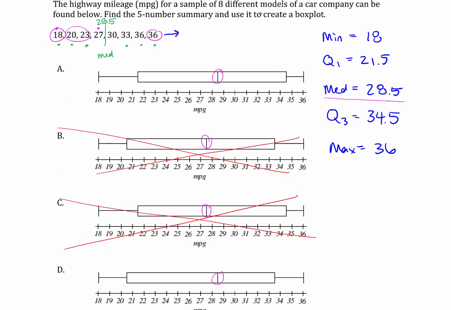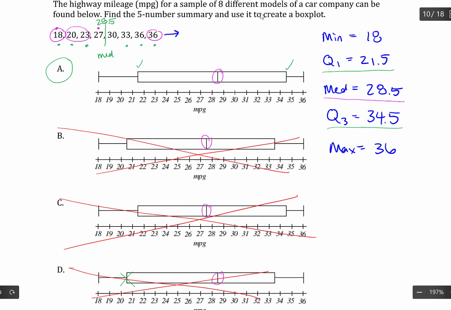So let's check the values of Q1 and Q3. So Q1 should be at 21.5, and that is true here, but not true there in D. So we can throw out D, and let's just check out Q3 at 34.5. That is the case there. So A is our box plot for this data set.